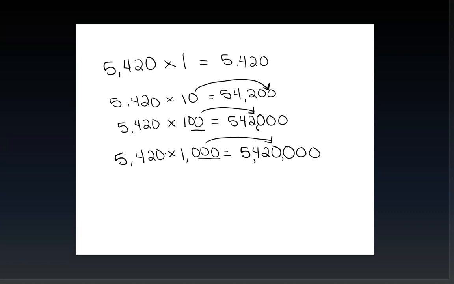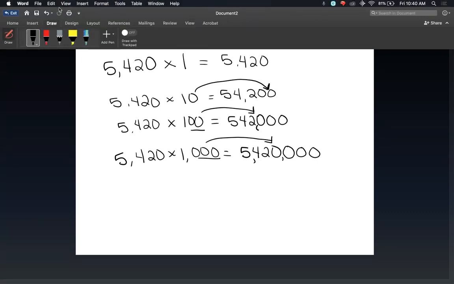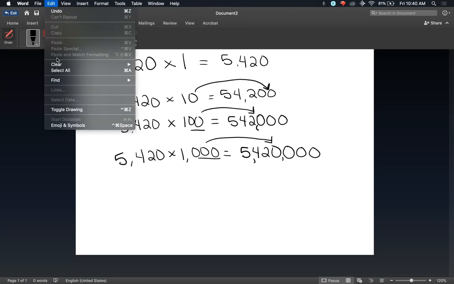So now 1,000 groups of 5,420 was 5,420,000. So again, if I had a 1 as my first digit, my original number stays the same. I move it over. I count how many zeros are behind the 1, and then I add that on to the end. So that is pretty straightforward there. Let's look at one more example.